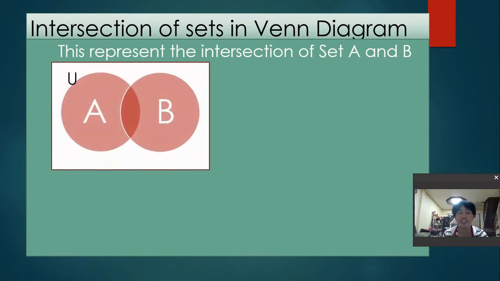Can you see the difference now between intersection and union? So the union is the two circles. The strong orange is on the entire two circles. And for the intersection, it's only the overlapping part of the two circles. That's intersection.